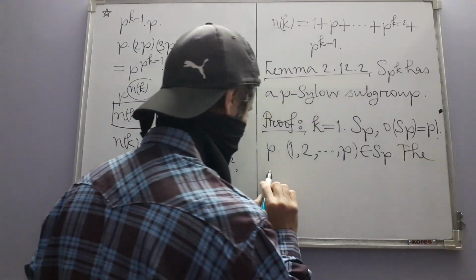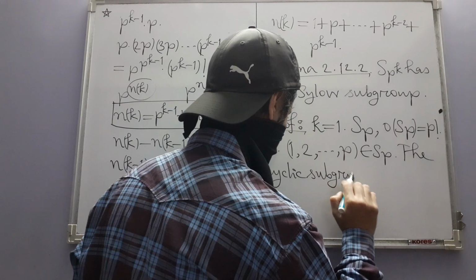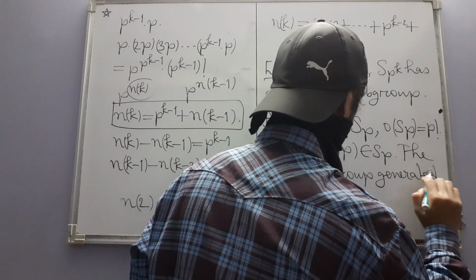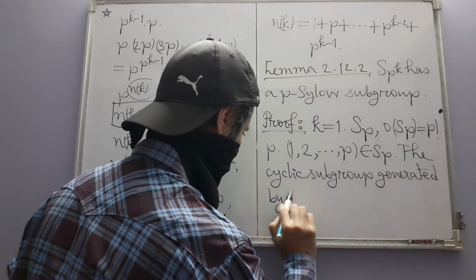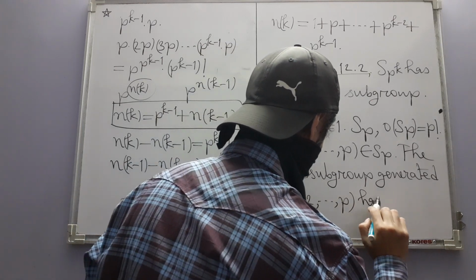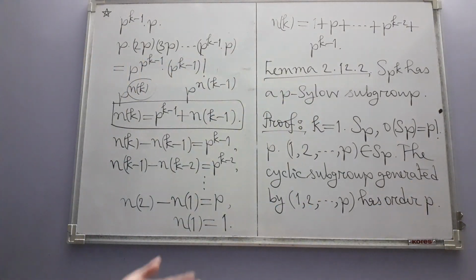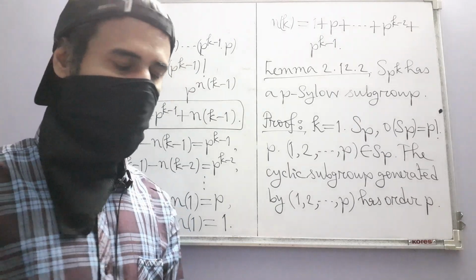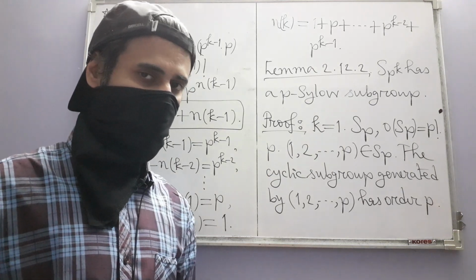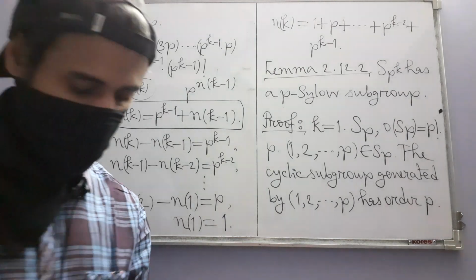The cyclic subgroup generated by this p cycle has order p. And why is that so? Because we know that any p cycle itself has order p. So that means our claim is true in the case k equal to 1.